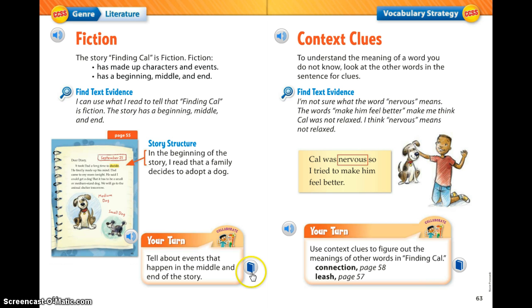Let's start by taking a look at the feature box, and let's read the text. Cal was nervous, so I tried to make him feel better. Notice the word nervous. I'm not sure what the word nervous means. The words make him feel better make me think Cal was not relaxed. I think nervous means not relaxed.